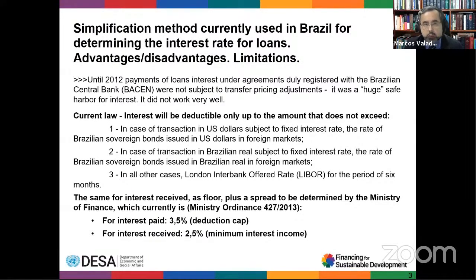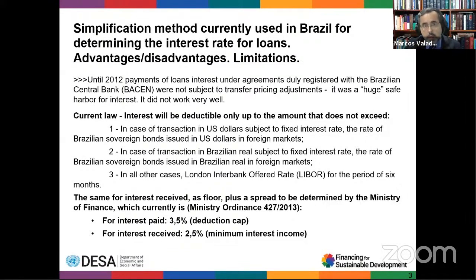So since 2013, we have a new regulation, a new law in place, and how it works. It's still very simple. There are 3 situations depending on the type of the loan. It only addresses loans. In case of a transaction in US dollars, subject to a fixed interest rate, the base is the rate of the Brazilian sovereign bonds issued in US dollars. In case of a transaction in Brazilian real, Brazilian currency, subject to a fixed interest rate, the basic rate is the Brazilian sovereign bonds issued in Brazilian currency in the foreign markets, so international issuing. And in other cases, the basic rate is the London Interbank Offered Rate, the LIBOR, for the period of 6 months.